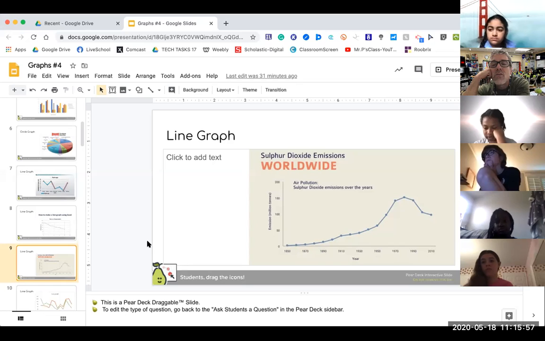About what year was the worst pollution of sulfur dioxide?